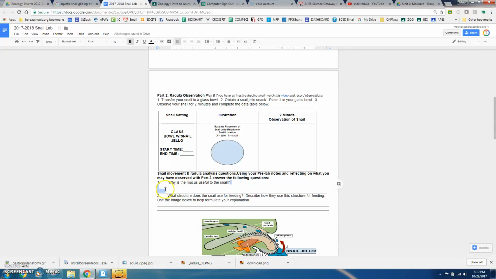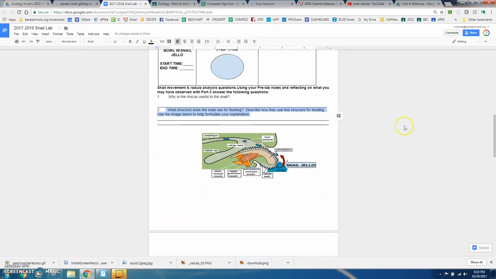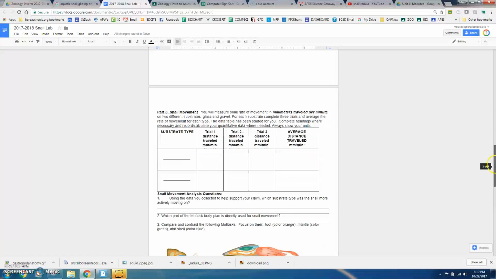One of them is the movement with the mucus, and then what is the structure that they use for feeding? How would they use the structure for feeding? What you want to do is use this image here to help you with that explanation. Like I said before, this radula has this odontophore and this conveyor belt of teeth. They'll move it back and forth, and those little blue pieces are the food, and those go into its body through its complete digestive system.